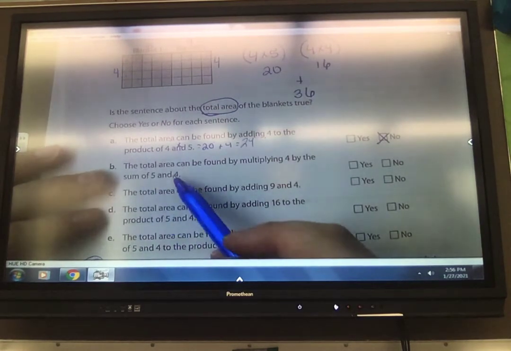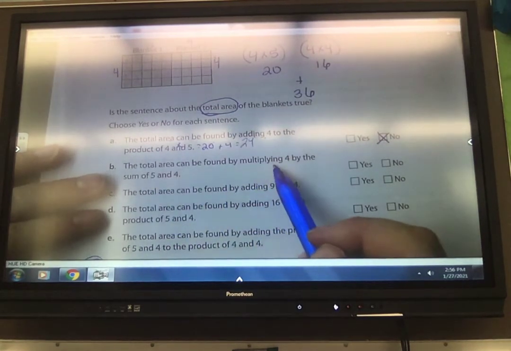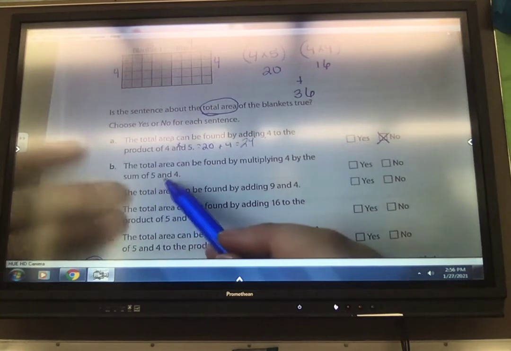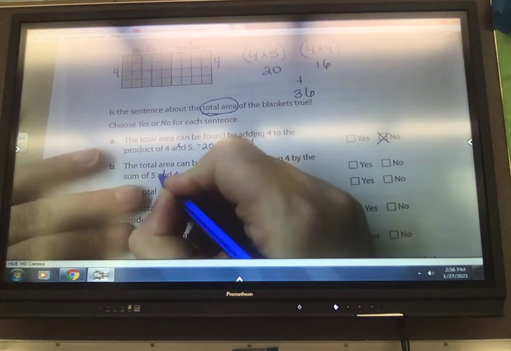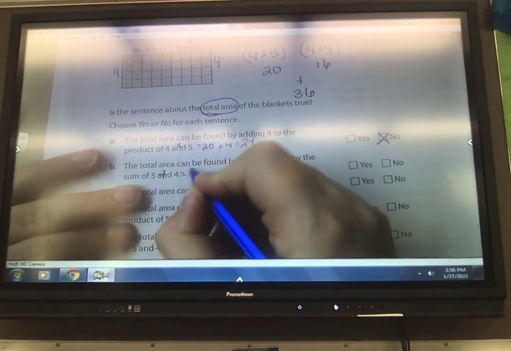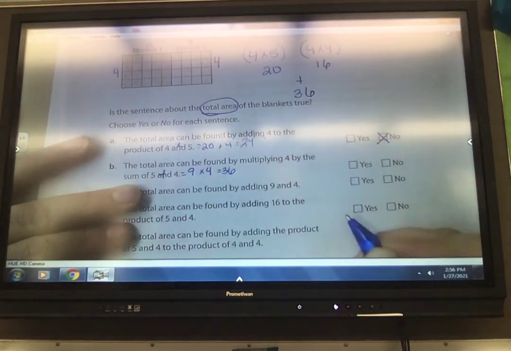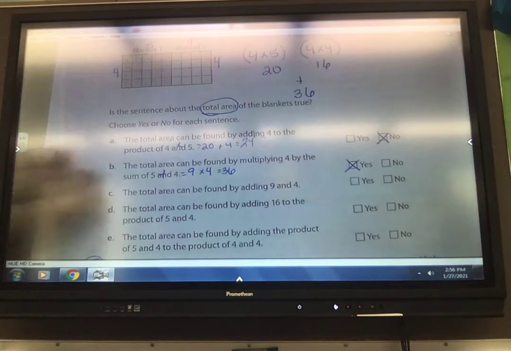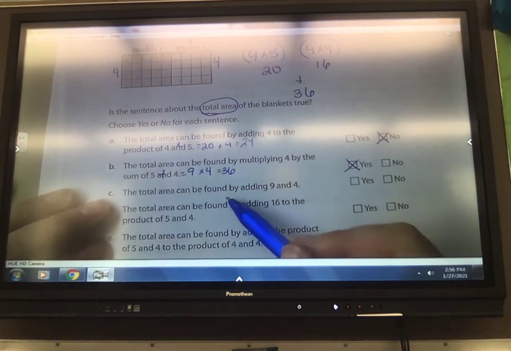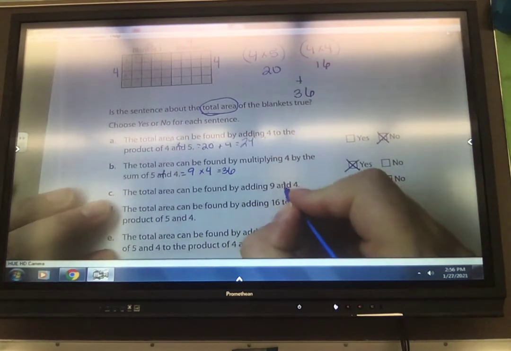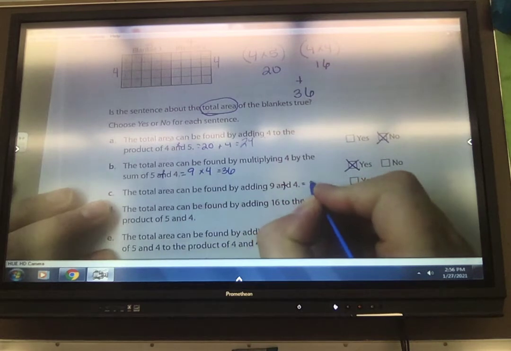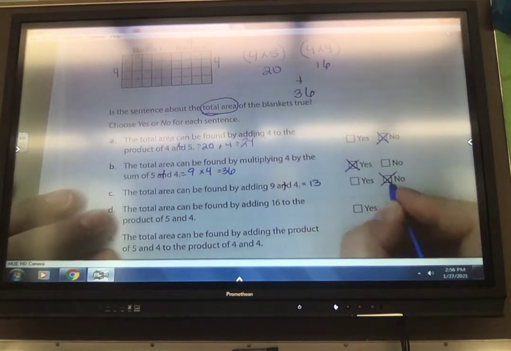The total area can be found by multiplying 4 by the sum. Sum means to add. That's 9. Is 9 times 4 36? Yes. The total area can be found by adding 9 and 4. 9 plus 4 is only 13, so no.